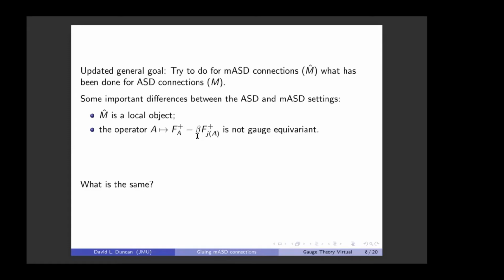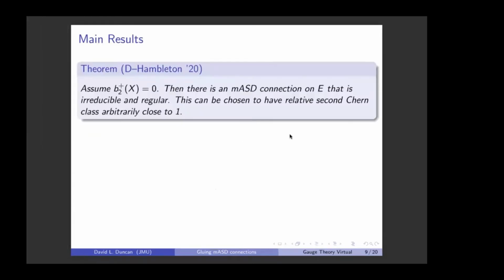So then what's the same? And that's what I want to tell you about, which is gluing. So you can do gluing in this mASD world. So here's one way to phrase one of our theorems, and it's I guess the mASD version of what you are used to in the ASD world. If you've got b2+ equals 0, then there's an mASD connection on your bundle, and that is irreducible and regular. Regular meaning that the appropriate linearized operator is surjective at that point.